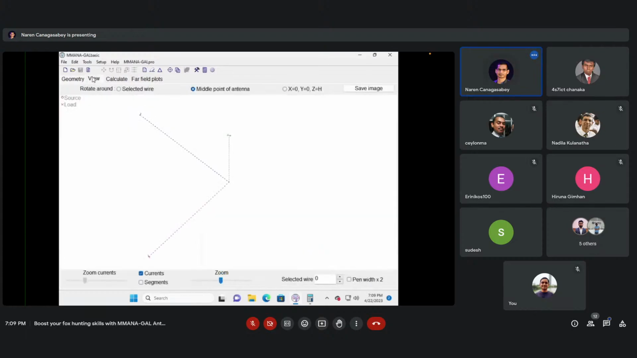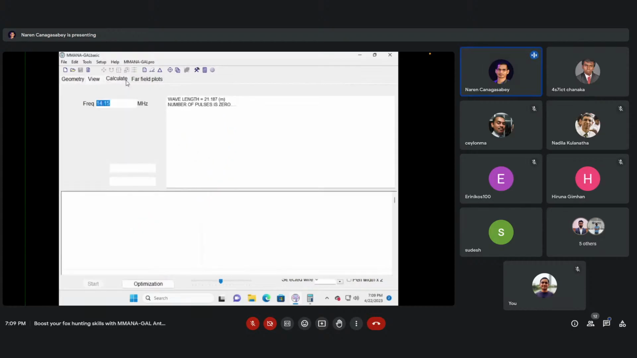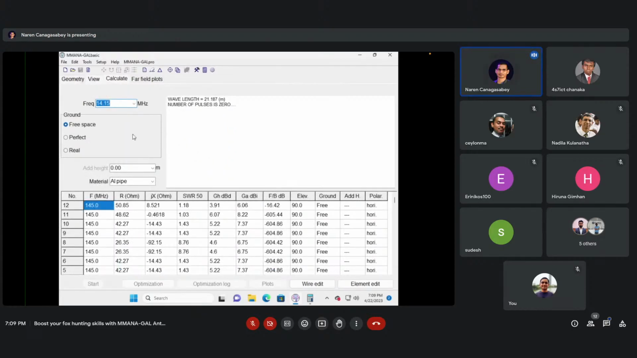So when we go to the second tab called view, here we see the plane actually. You can see the X plane, the Y plane, and the Z plane. Calculation. So this is where, once we plug in the antenna, once we design it, we are going to calculate the resistance, the reactance, the SWR based on a 50 ohm impedance, gain in dBd, gain in dBi, front to back ratio, elevation, and ground.